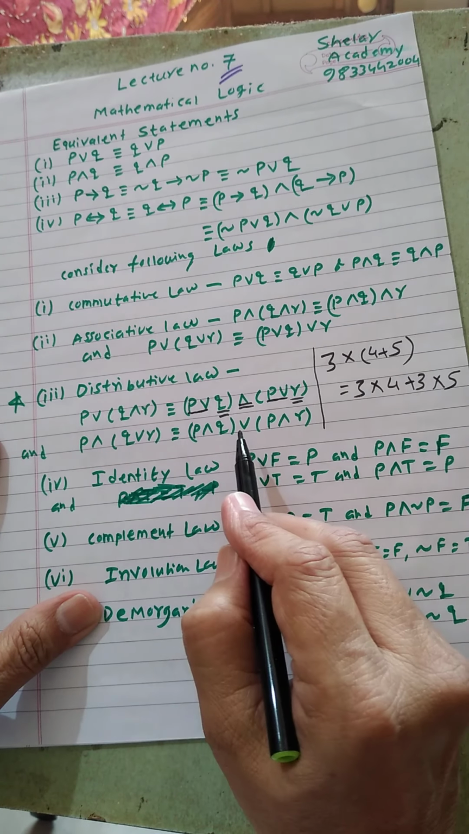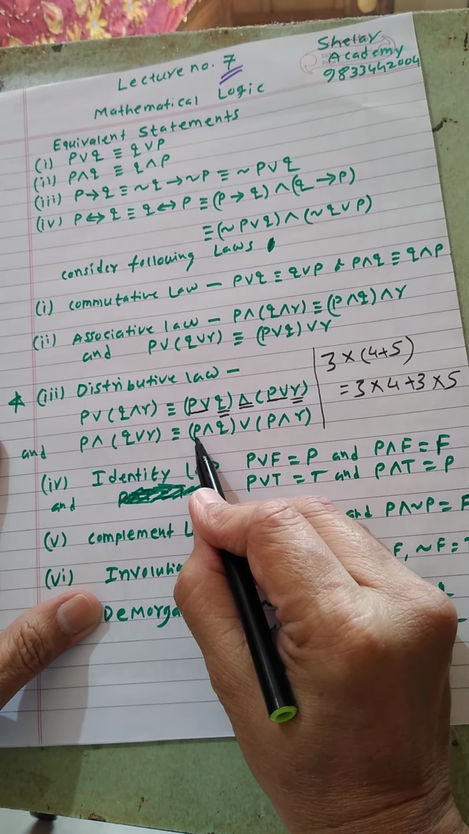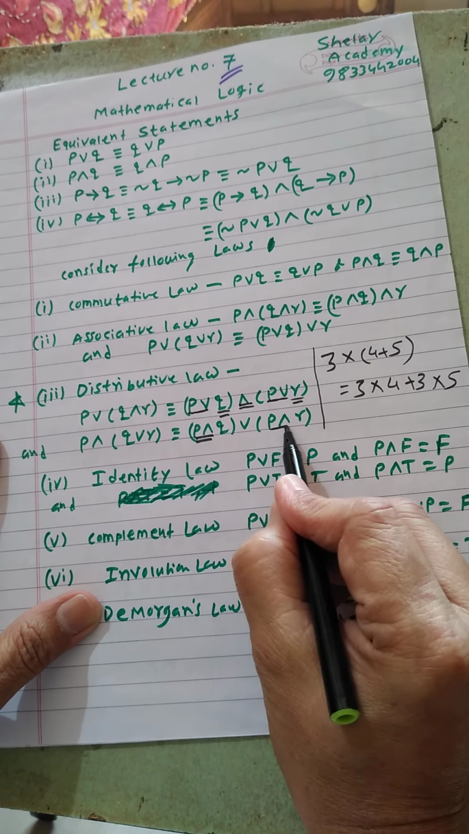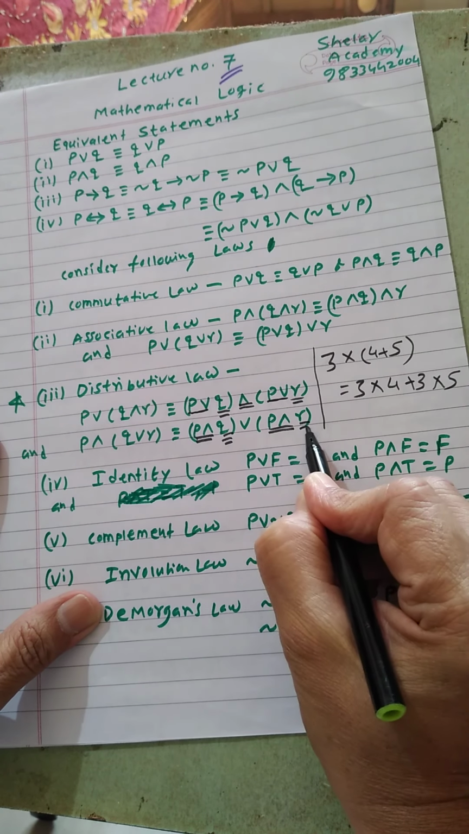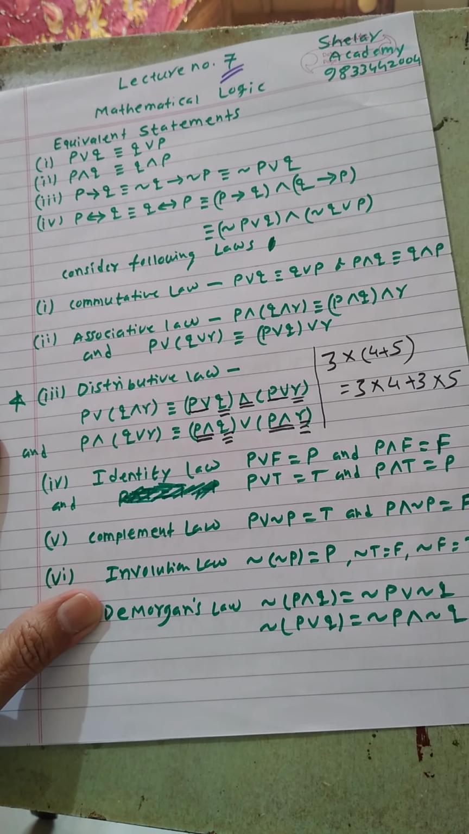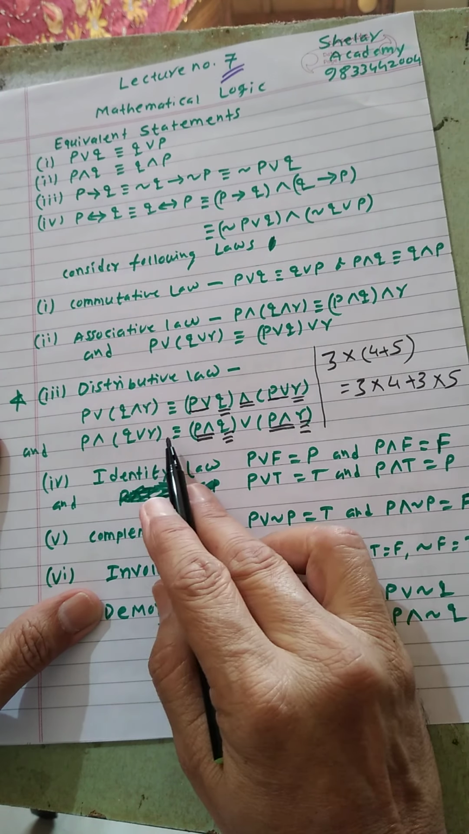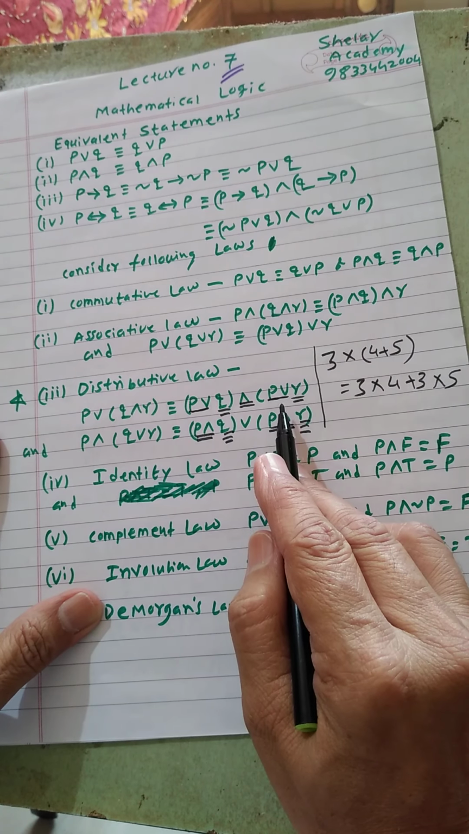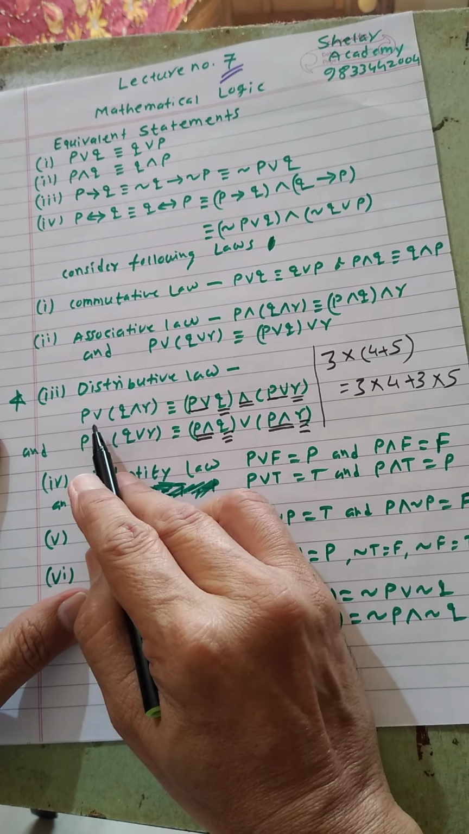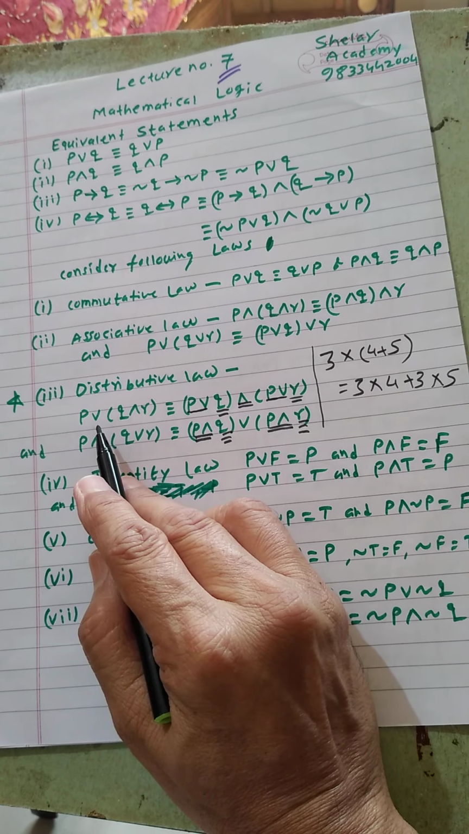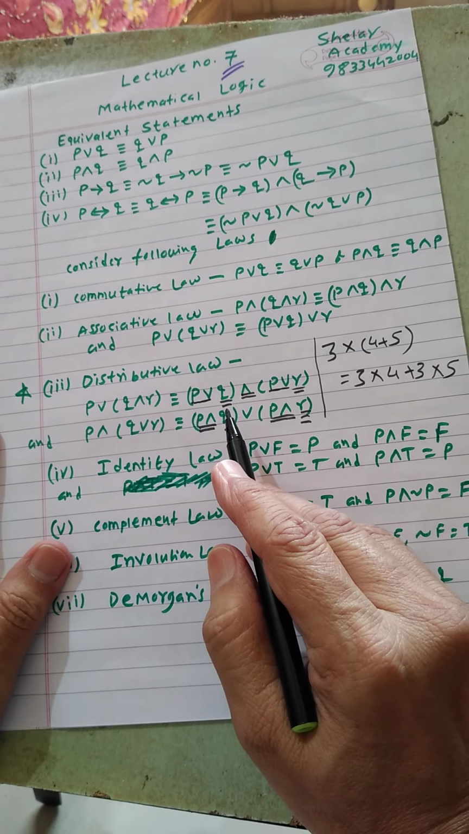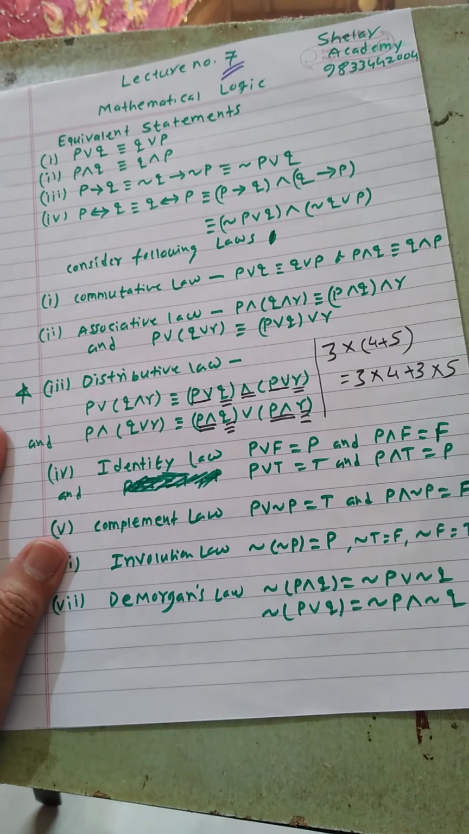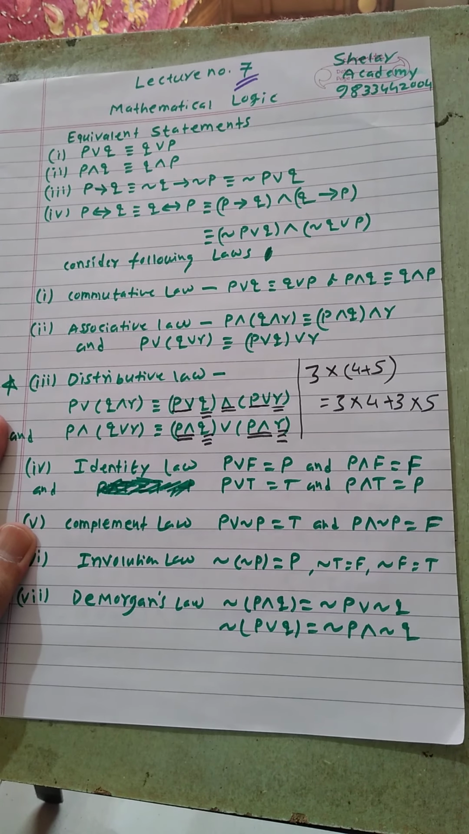Same way from RHS to LHS, P and common and Q or R. And here, P or common, the left hand side will be P or bracket Q and R. Is it clear? When you are learning by heart, remember the formula from LHS to RHS, and also remember from RHS to LHS. Both sides of the formula are to be remembered.